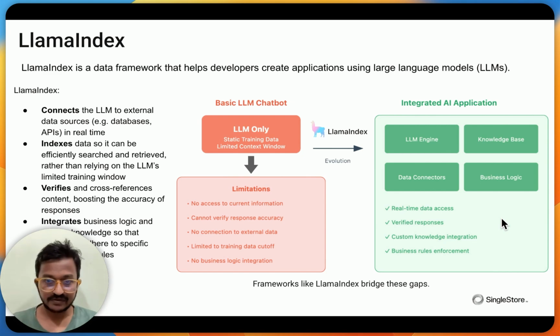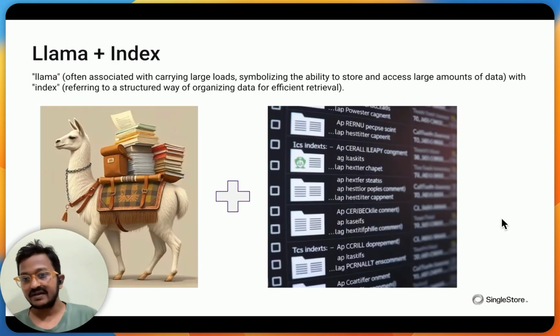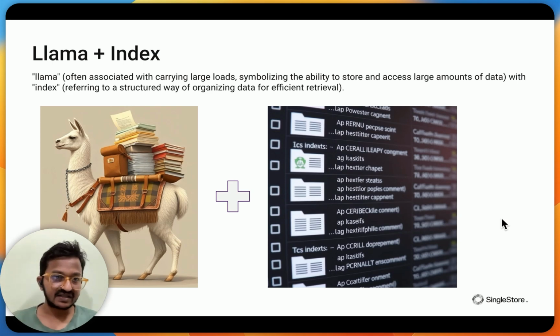So what exactly is the literal meaning of LlamaIndex? A llama is this kind of animal, as we all know, often associated with carrying large loads, symbolizing the ability to store and access large amounts of data. With indexing as a part, which refers to the structured way of organizing data for efficient retrieval. This will help in your RAG applications while you're building them.